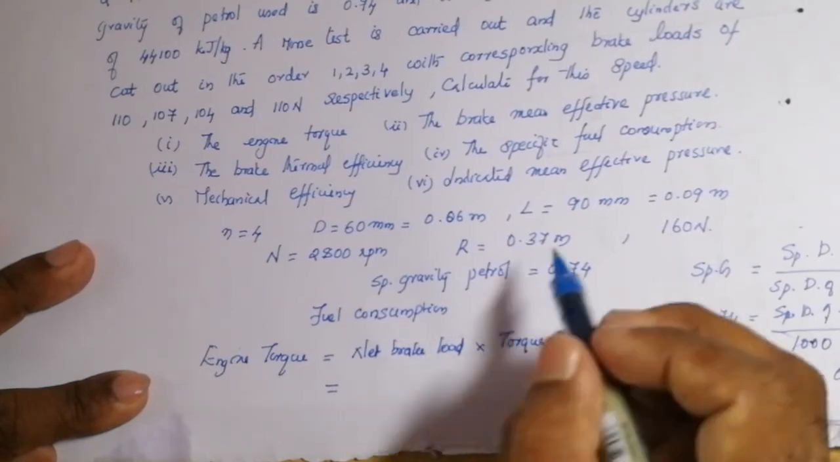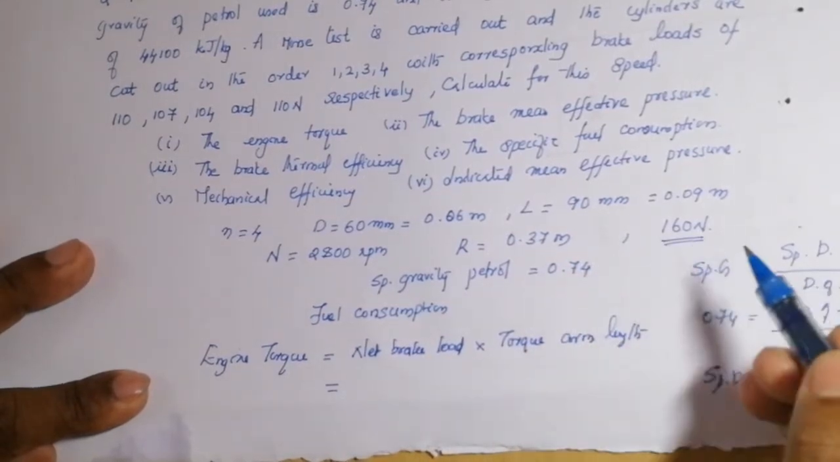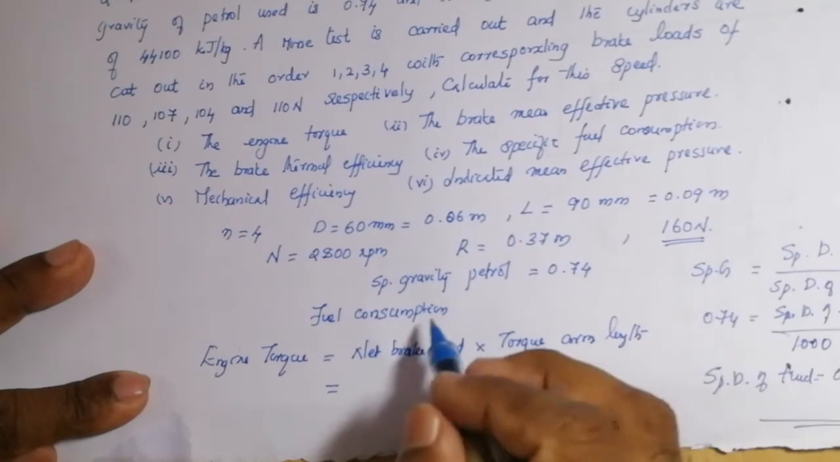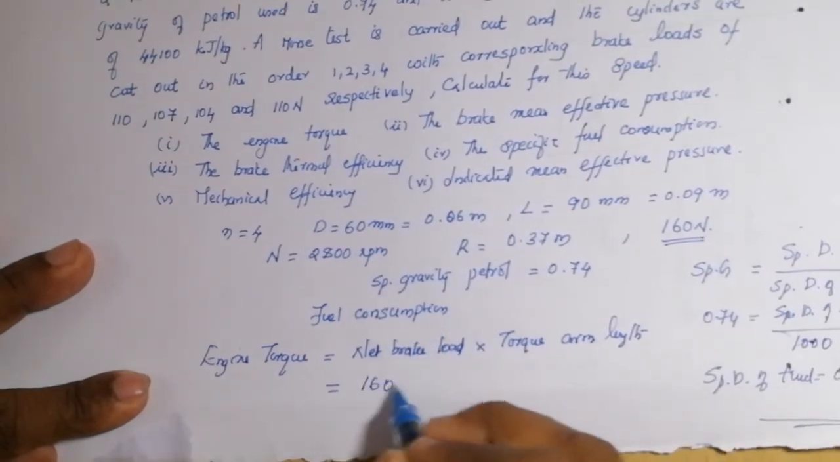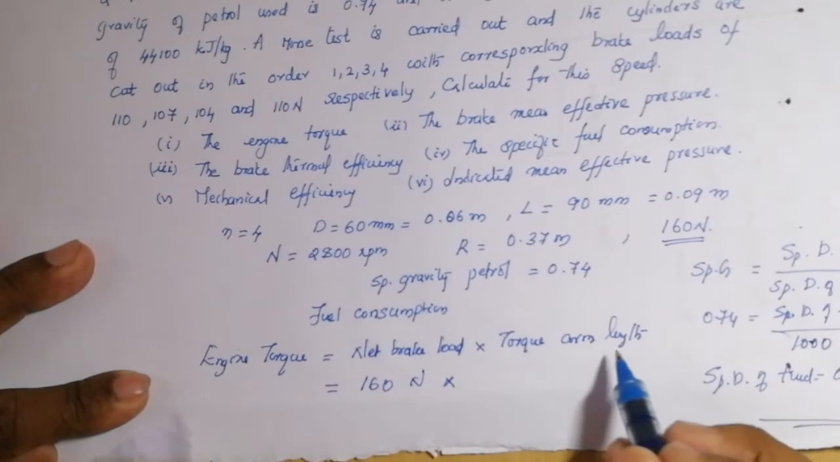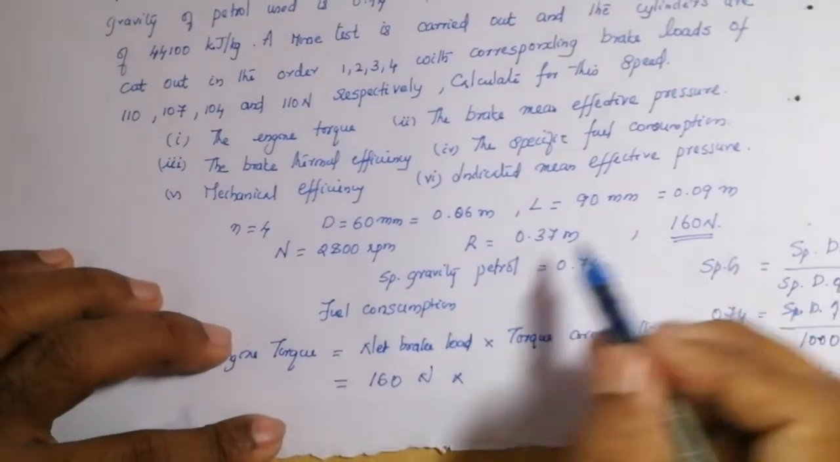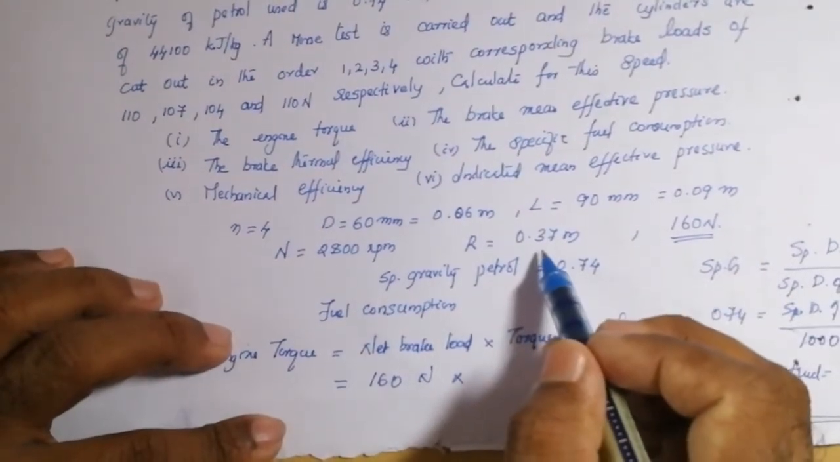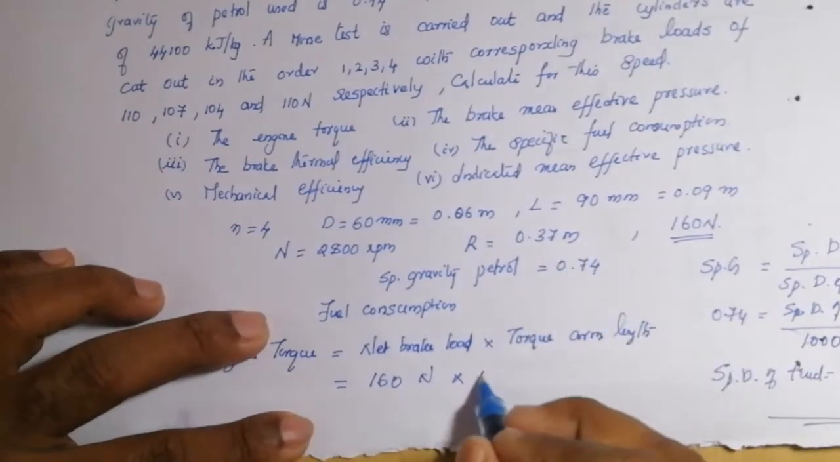So net brake load is given as 160 Newton, 160 Newton into torque arm length, which is given as 0.37 meters.